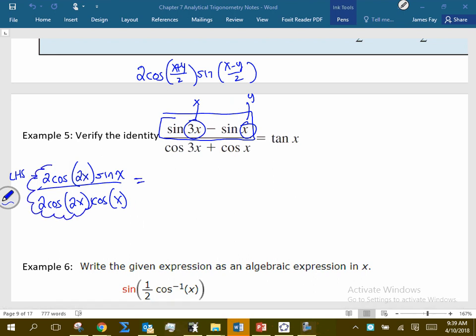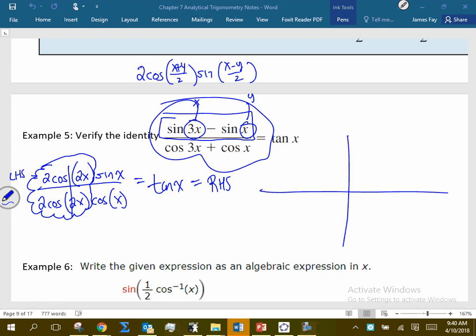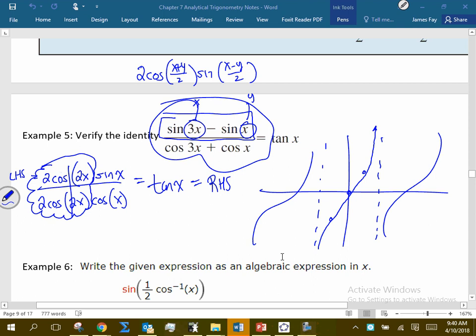What's nice about that? Cancel out. Gives me 1. What's sine x divided by cosine x? Tangent x, which is your right-hand side. If you were to graph that thing, remember what tangent looks like? That's pi over 2, negative pi over 2. That's pi over 2. Tangent's going to kind of look like that, right? So if I graph this left-hand side in one of our calculators, that's the image that I'm going to get. And it's going to repeat itself over and over again. Is that doable?